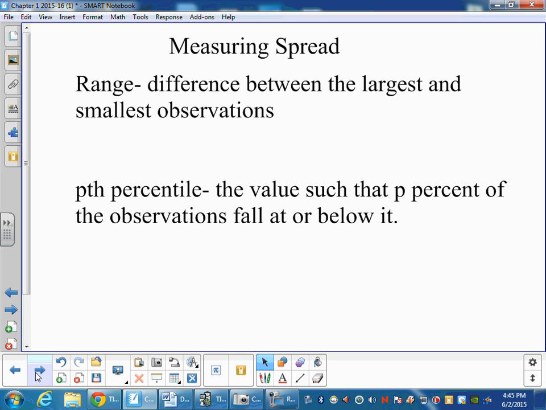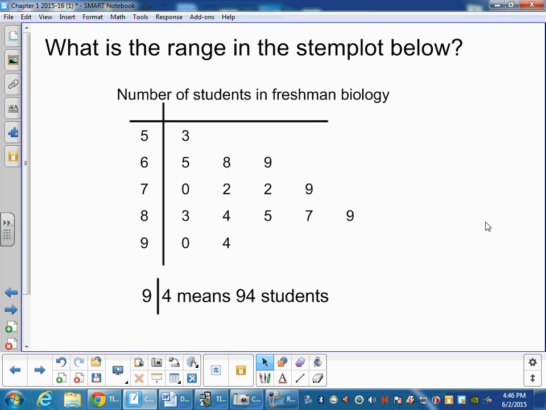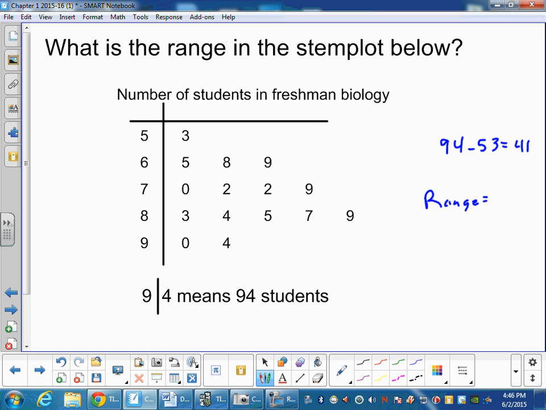The percentile is the value such that p% of the observations fall at or below that particular value. Now I'll do an example of each of these. If I want to find the range in the stem plot, the maximum is 94, the minimum is 53, and so if I subtract those, I get 41. So the range is equal to 41.